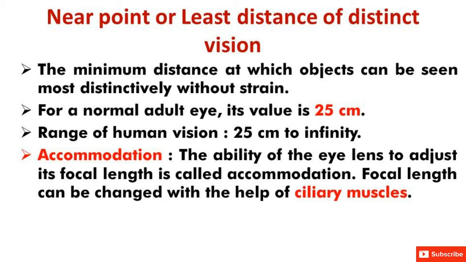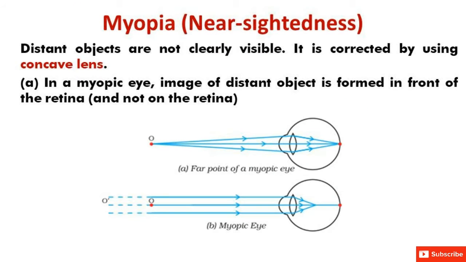Next, what is accommodation? Accommodation is the ability of the eye lens to adjust its focal length. The focal length can be changed with the help of ciliary muscles. The focal length of eye lens cannot be decreased beyond a certain limit. To see an object comfortably and distinctively, you must hold it about 25 centimeters from the eye. Next, we will study about the defects of vision and how we can correct them.